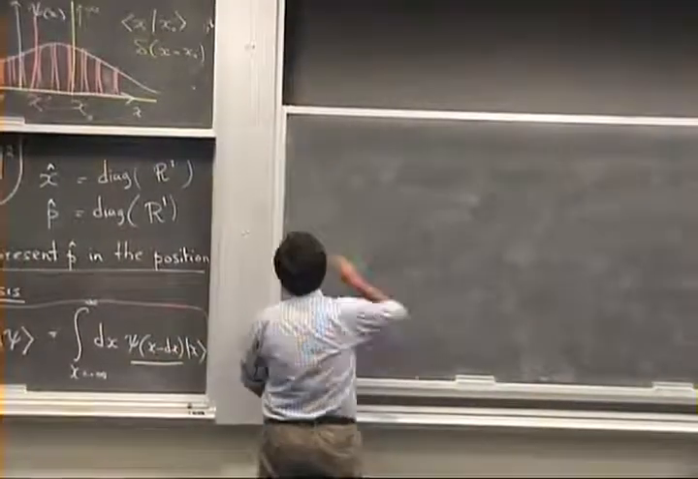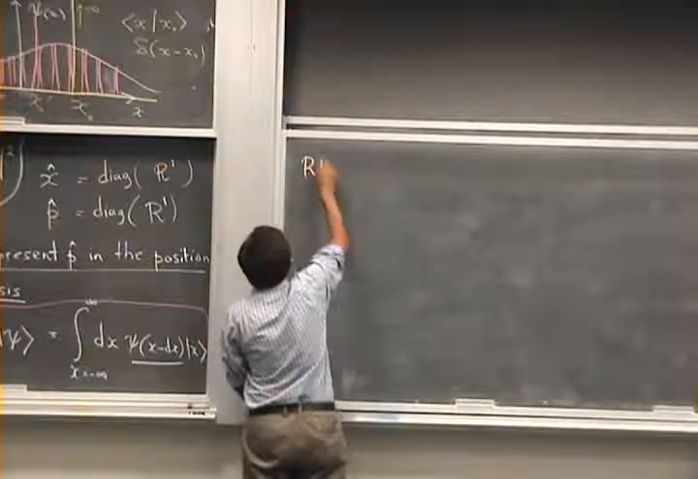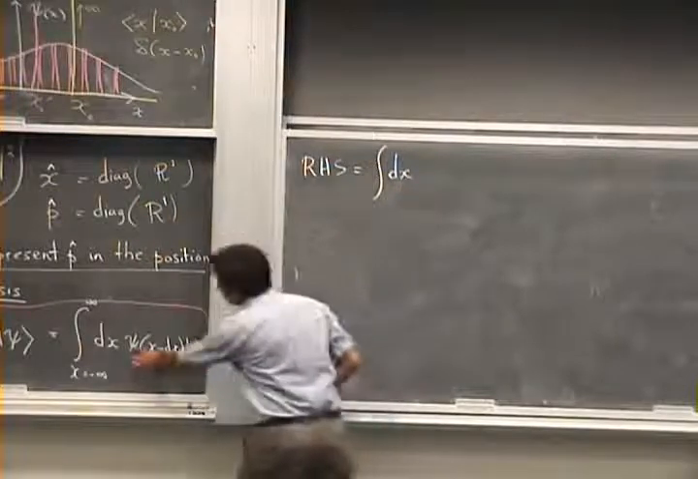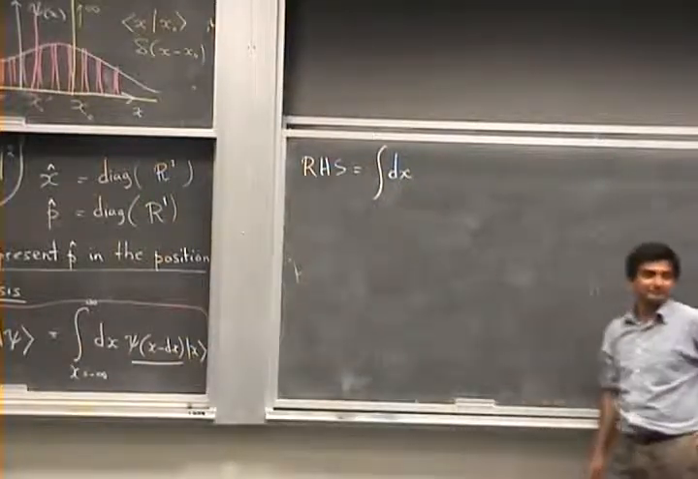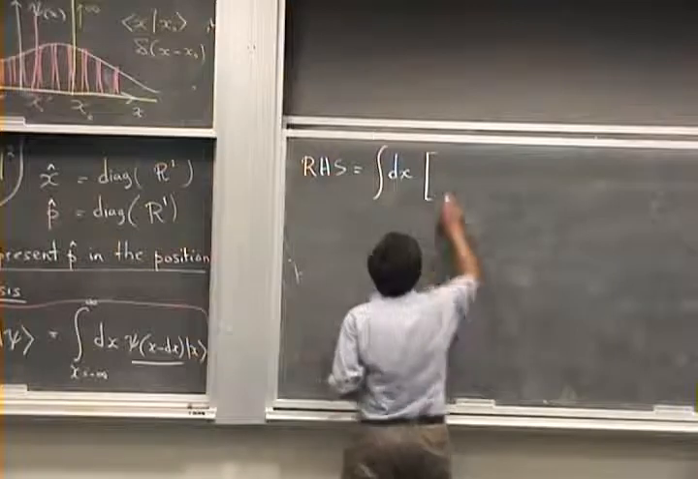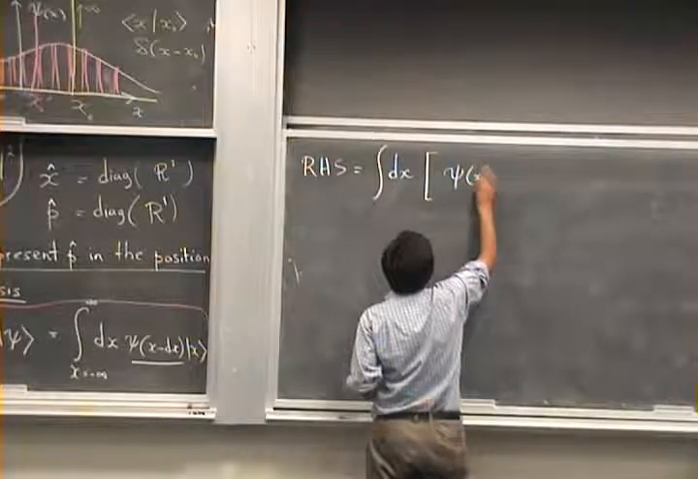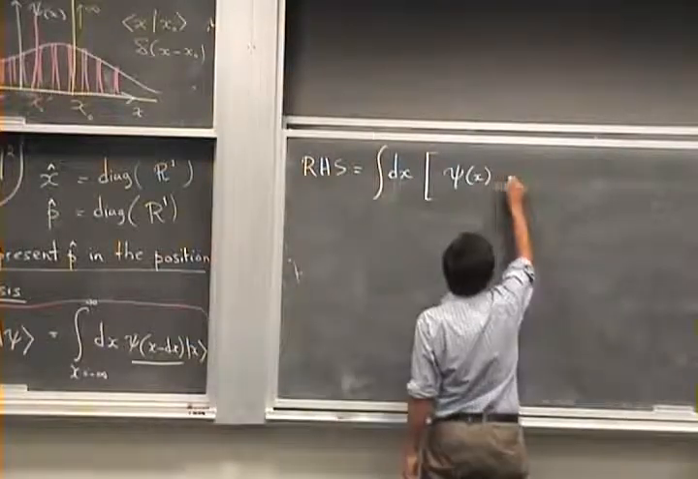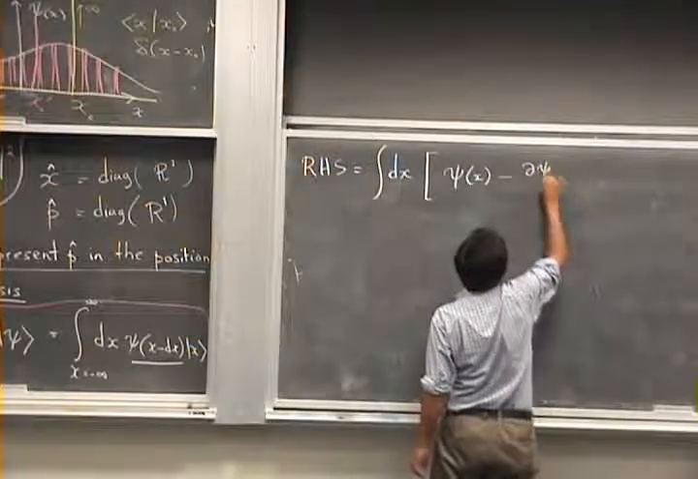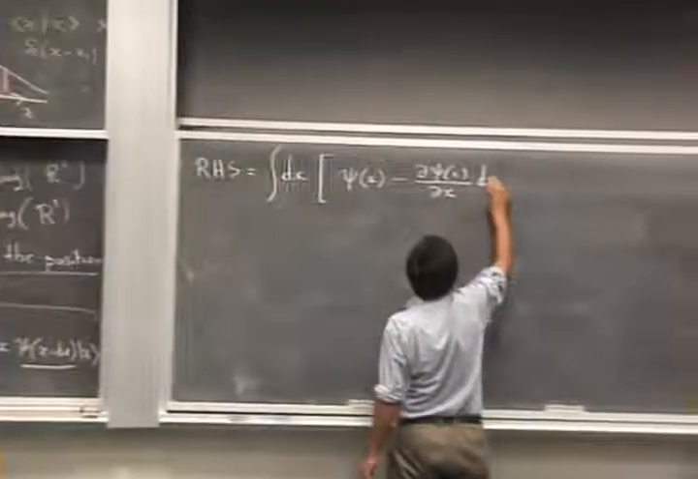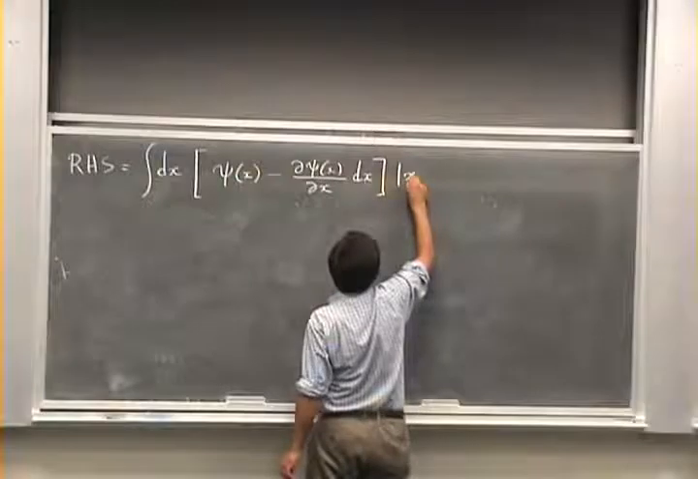Okay. Now let's look at the right hand side. Dx. Now this shifted wave function, I can write this shifted wave function in the following way. Dx, original wave function, minus derivative of the wave function with respect to x dx.